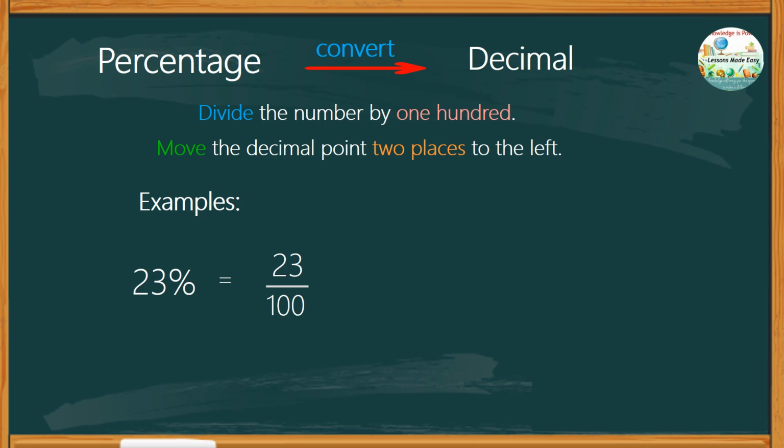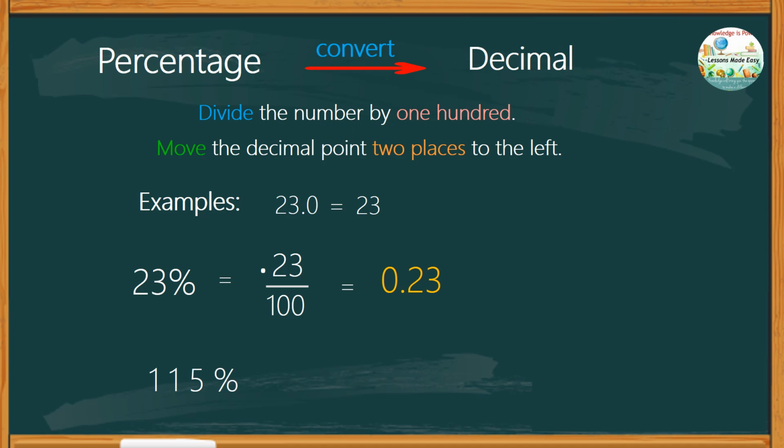But where can you find the decimal points? 23 is a whole number, which means the decimal point is right behind the digit in the ones place, right here. Remember, 23.0 is the same as 23. We move 2 decimal places to the left. You may or may not add 0 as a placeholder. 23% is just the same as 0.23.